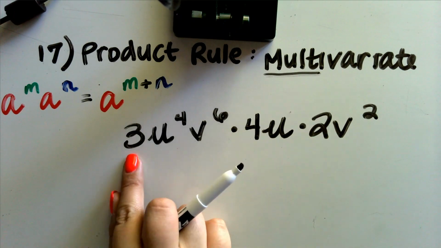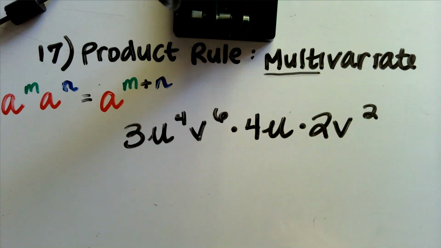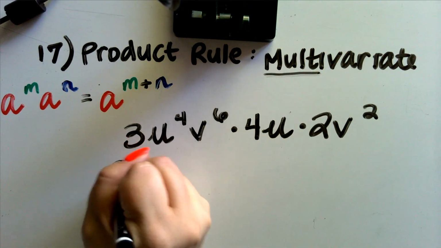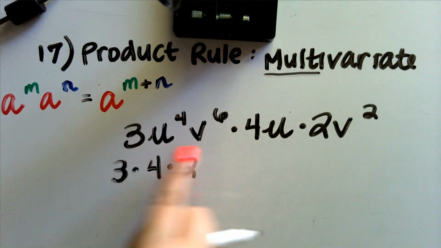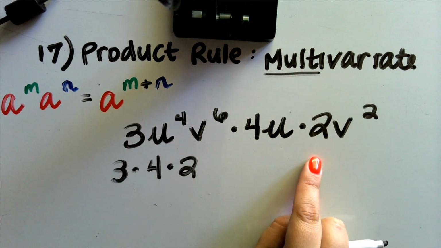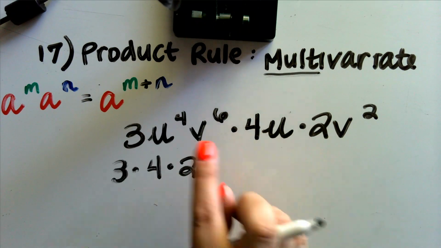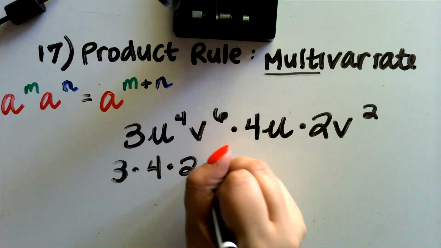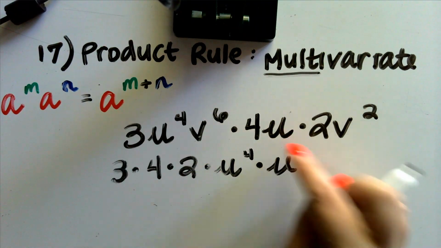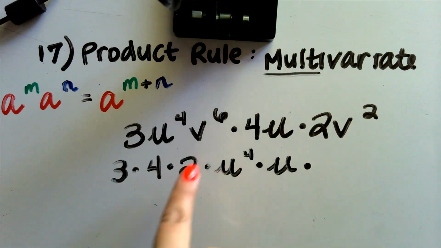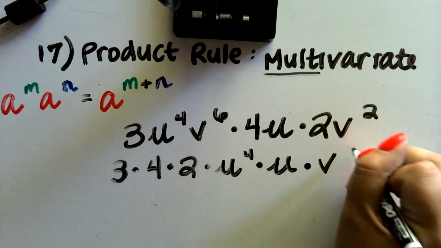So what I first want you to notice is that each term has a coefficient. So let's just go ahead and rewrite those next to each other. 3 times 4 times 2. And remember, when we're multiplying things together, we can just go ahead and rearrange them. Doesn't matter what order it's in. Does matter with addition and subtraction, but not multiplication. Let's go ahead and rewrite our u's right next to one another. U to the fourth times a single u there, times now our v's, v to the sixth and v to the second.